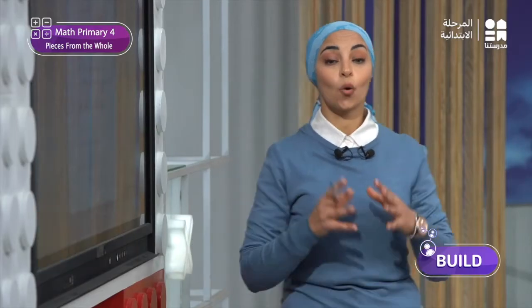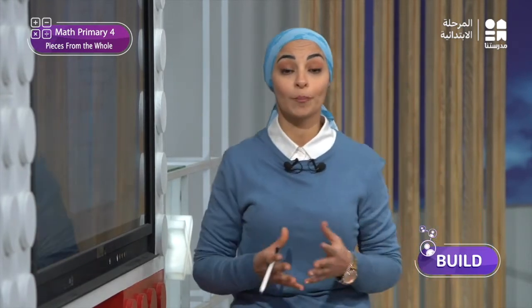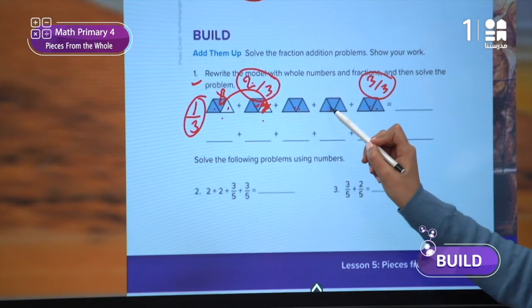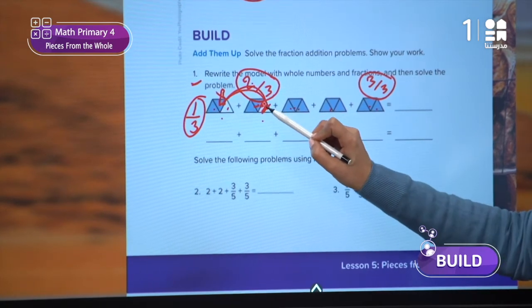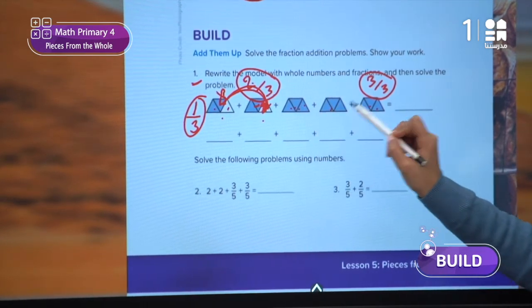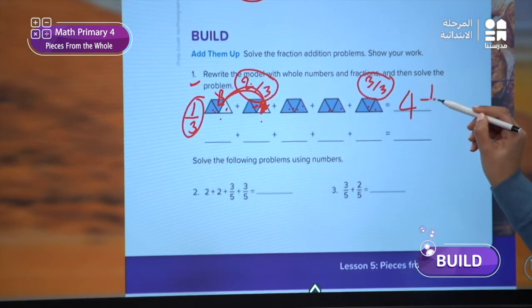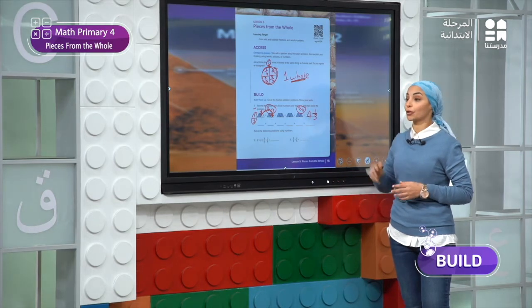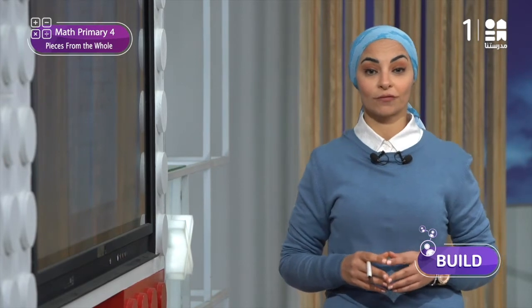Then we could add all the shaded and completed models. طب أنا عندي كده how many complete أو whole models؟ تعالوا كده نعد مع بعض. 1 2 3 4. ليه ده 4؟ عشان أخدت 1 from here وحطيته هنا يبقى أنا عندي 4 whole models and this one هيبقى فيه بس 1/3. يبقى the answer is 4 and 1/3. So modeling this problem will help us understand and solve it.